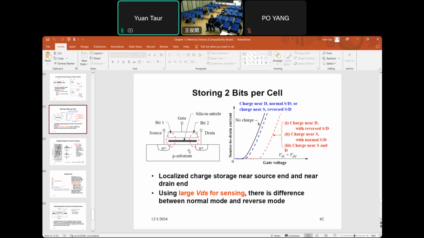So altogether you have 4 cases by measuring the VT twice, with left source and right drain, or left drain and right source. In each measurement, the VT can be low or high, and there are 2 measurements, so 2 times 2, all 4 states. So in principle, we can have a much higher density because now you have 2 bits per cell if the charge is stored in the gate insulator.